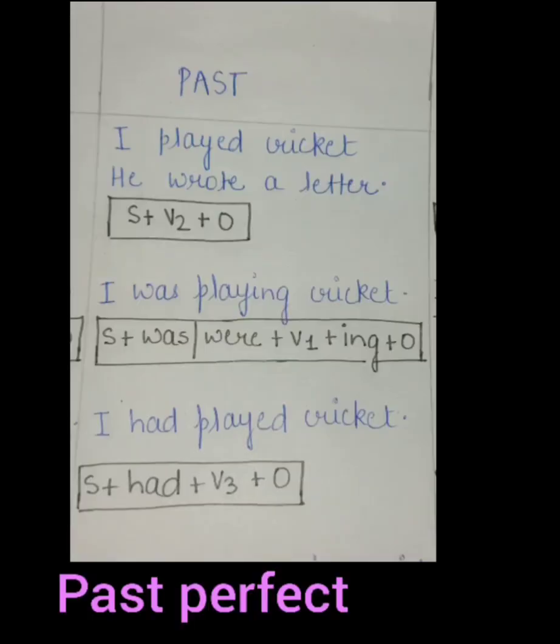Students, it is also very easy because in past perfect only had will be changed. So the example will be I had played cricket. So here my subject will be I, had I have to use to represent past, and played will be my verb third form, cricket will be my object. So the rule will be subject plus had plus verb third form plus object.